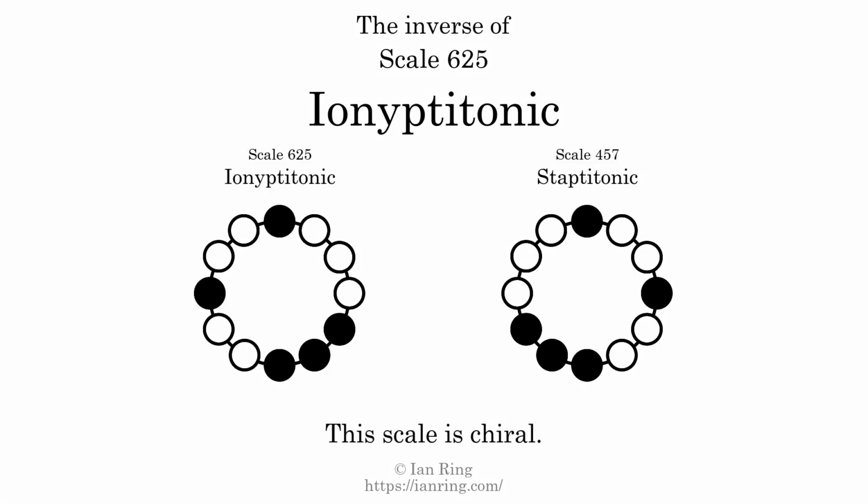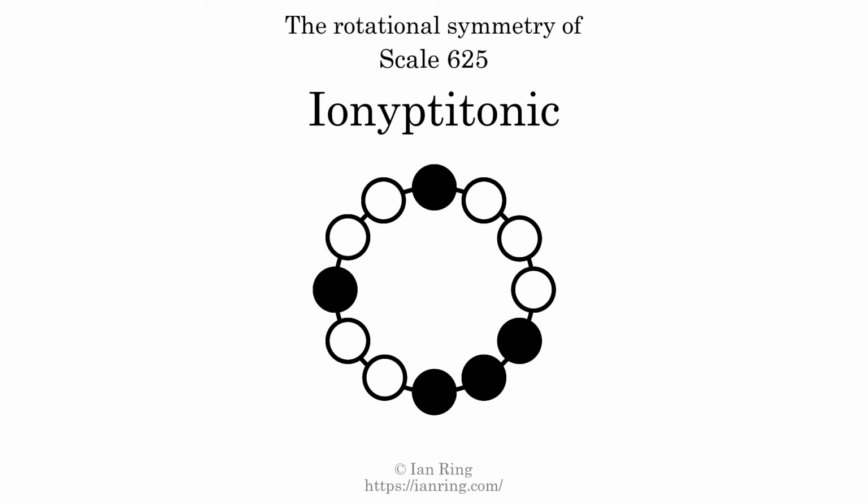The inverse of a scale is a mirror image. It is what you get when the sequence of intervals is reversed. The inverse of this scale is scale 457, also known as pentatonic. This scale is chiral. It cannot transform into its inverse by rotational transformation. This scale has no rotational symmetry.